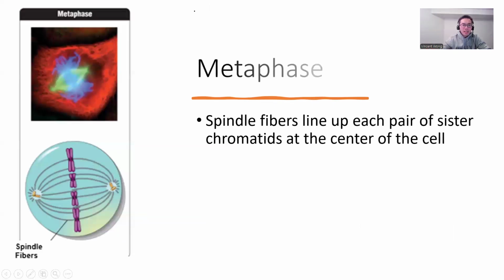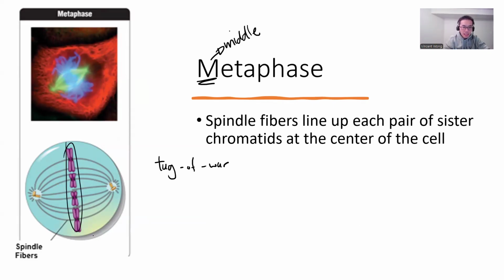After P is metaphase. M is middle. So there is going to be a tug of war between the spindle fibers on either side of the chromosome, and it's going to get pulled one way and then the other way, back and forth, until eventually they all line up in the middle of the cell. It's pretty much what it says here.